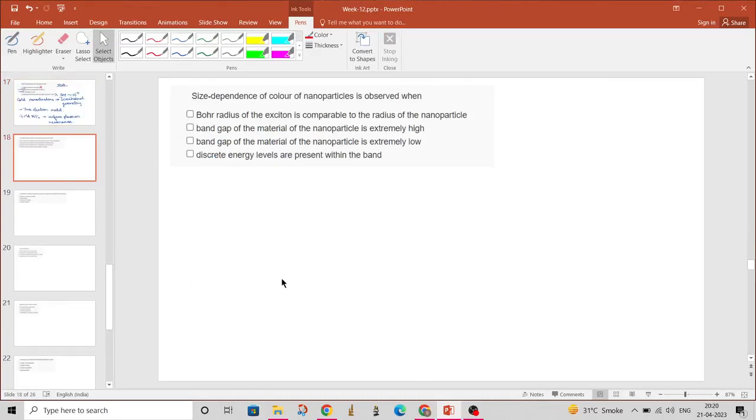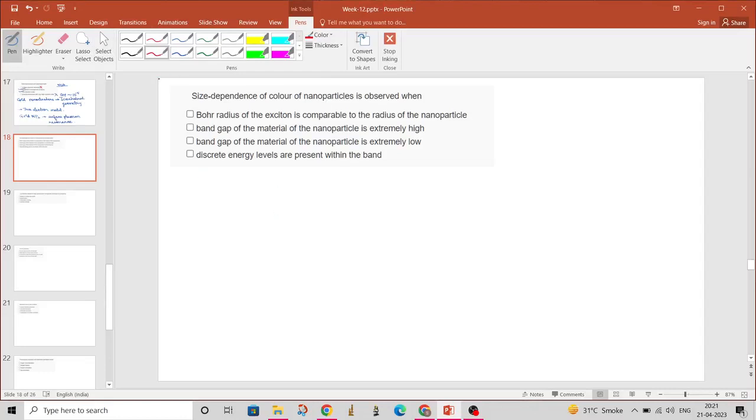Next question is, size dependence of color of nanoparticles is observed when Bohr radius of the exciton is comparable to the radius of the nanoparticle, band gap of the material of the nanoparticle is extremely high, band gap of the material of the nanoparticle is extremely low, or discrete energy levels are present within the band gap. So we see size dependence color, as we all know that the nanoparticles show different colors, different sizes of nanoparticles show different color.